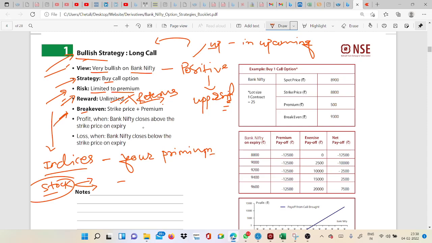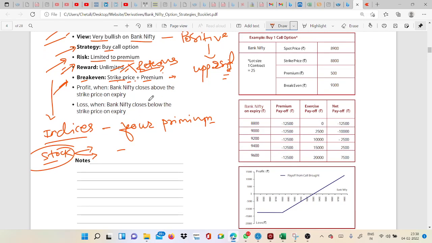Okay, a break even point, which is very important. Strike price plus premium would be the break even point. So whatever premium that you have paid, right, and the strike price which you are targeting. So let's see here, we have an example.